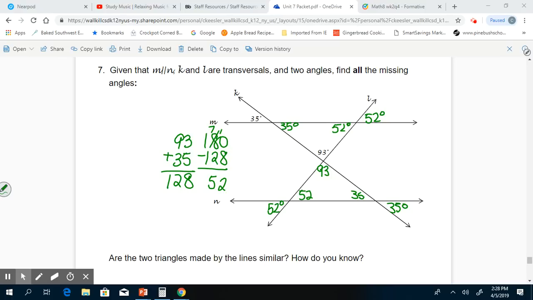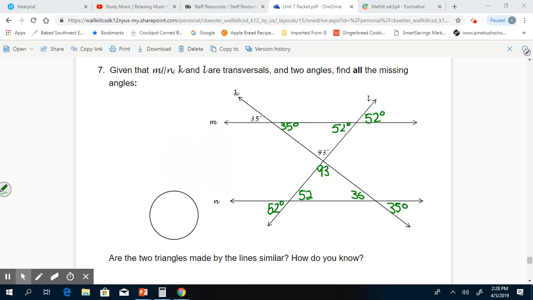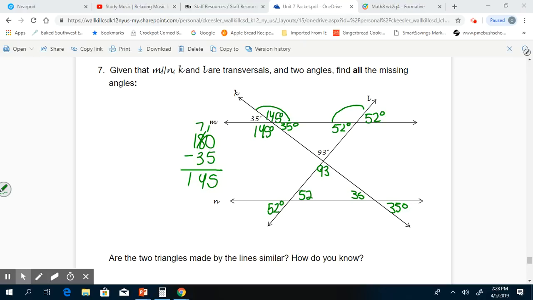Last step is just to find those other exterior angles. So we need to find the supplement of 35 and the supplement of 52 to find those missing angles. So we do 180 minus 35, which gives us 145 degrees for these two. And then 180 minus 52, which gives us 128 for these two. And then if we follow them down, they're going to match up with the bottom angles as well.